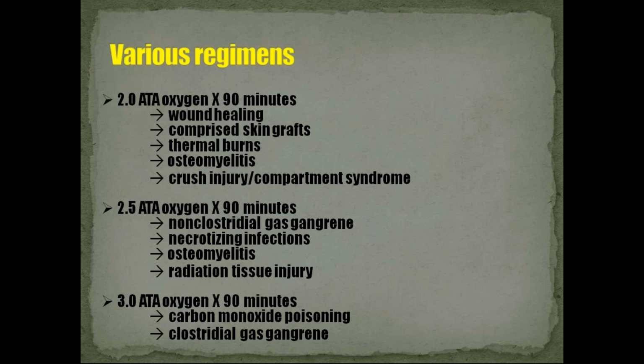So, there are various regimens used in the various cases. 2 atmospheres for 90 minutes is used in wound healing, compromised skin grafts, thermal burns, osteomyelitis, crush injury, or compartment syndrome. 2.5 atmosphere oxygen for 90 minutes is used in non-clostridial gas gangrene, necrotizing infections, osteomyelitis, and radiation tissue injury. 3 atmospheres for 90 minutes is used in carbon monoxide poisoning and clostridial gas gangrene.